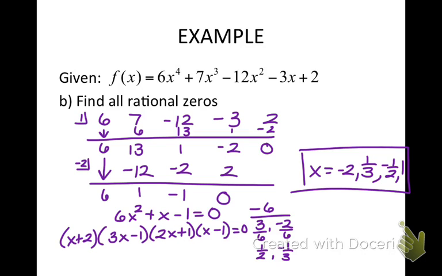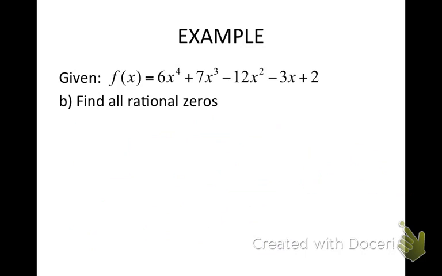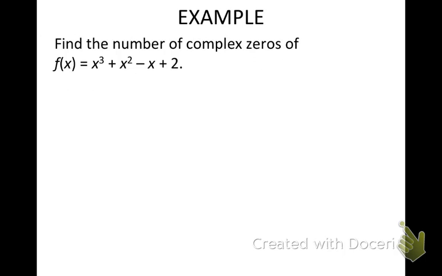Do you have to do that every time? Nope. Do we really need to do the P over Q if we can just do that? You're going to be asked to list all possible rational zeros, yes. All right, can we do another one? I'm going to skip a few. I think we just learned how to do it.